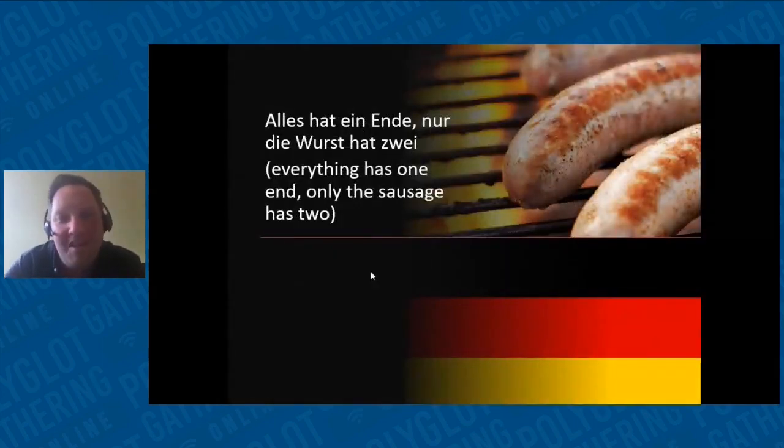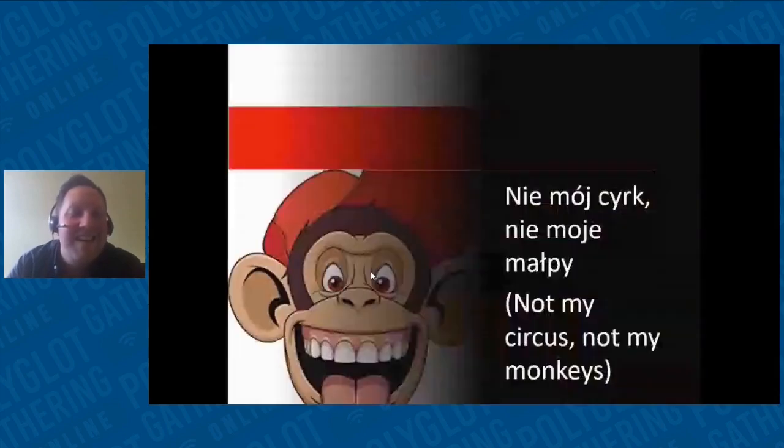This is a German idiom that I really like, that everything has one end, only the sausage has two. Alles hat ein Ende, nur die Wurst hat zwei. And I think it's a really nice way of expressing this idea that nothing lasts forever, and it really connects with, I guess, German culture and lifestyle. I can't think of a similar expression necessarily in English apart from nothing lasts forever, but I think this is a much nicer way to say it.